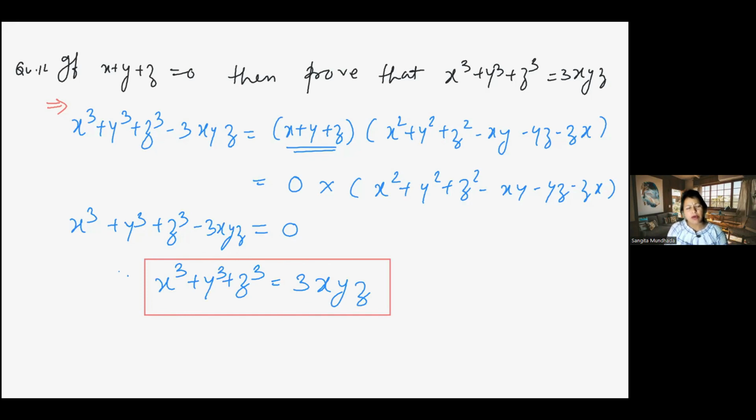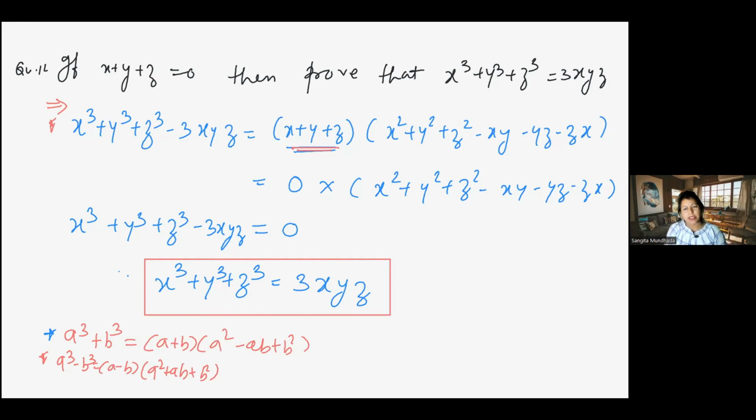So in all the questions, what is important, you should remember identities. What are the identities? A cube plus b cube is equal to what? First bracket a plus b, second bracket a square minus ab plus b square. Second identity, a cube minus b cube is equal to first bracket a minus b, second bracket a square plus ab plus b square. And third identity is this: x cube plus y cube plus z cube minus 3xyz, first bracket x plus y plus z, second bracket x square plus y square plus z square minus xy minus yz and minus zx.